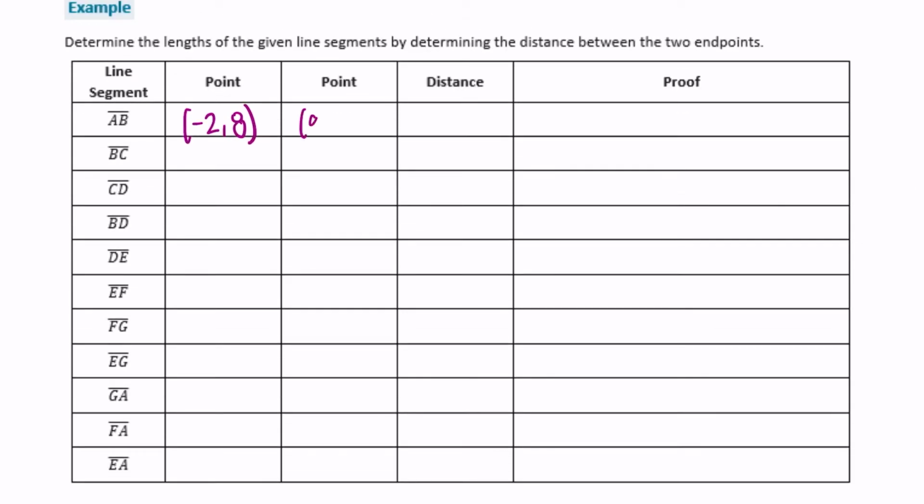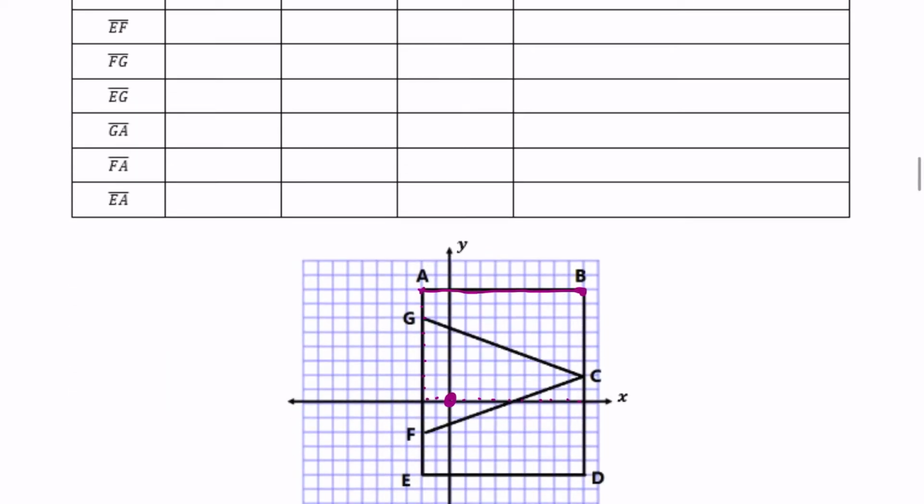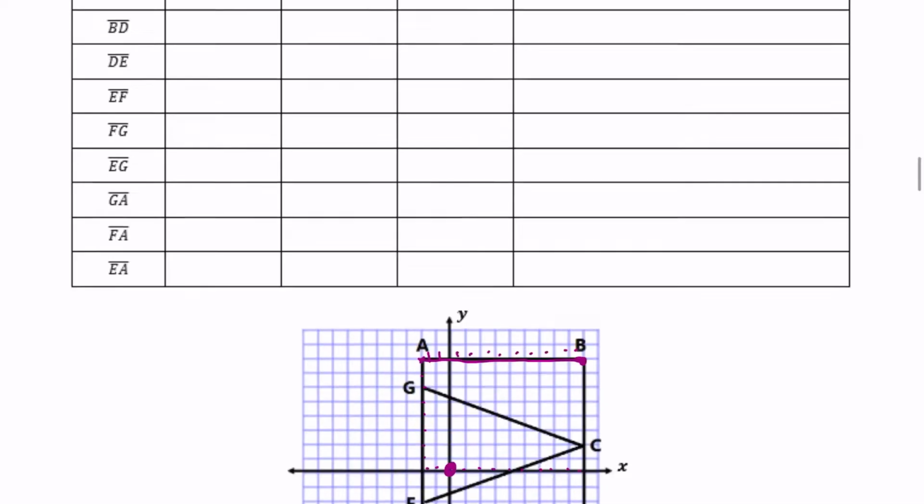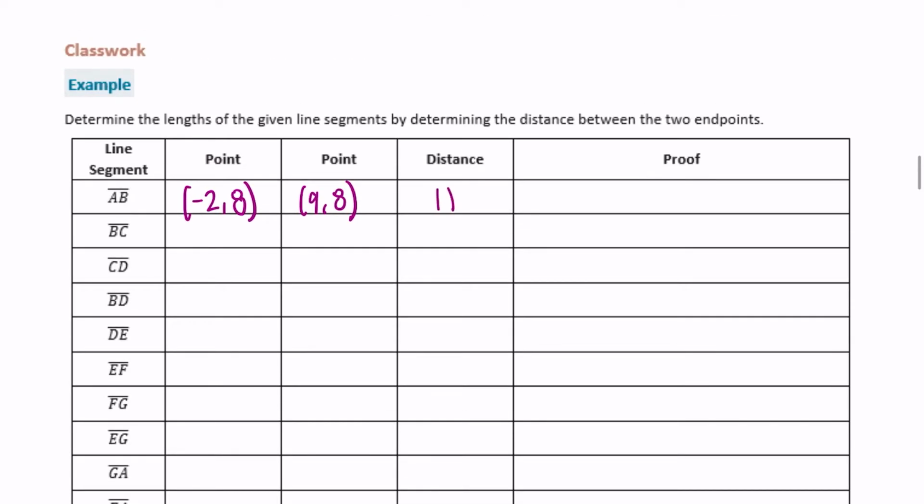So 9, 8. So now the distance between those two, what it means by distance is how far is it from A to B, or how many units. So 1, 2, 3, 4, 5, 6, 7, 8, 10, 11. So the distance is 11. Now we don't always want to have to count. So what we can do is use expressions and equations and absolute value to find the distance.